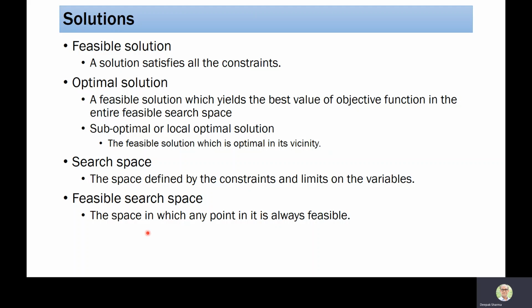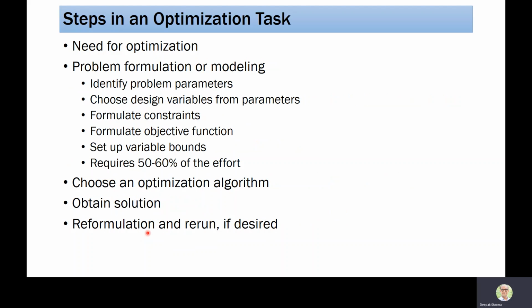Now, getting an optimum solution for a given problem involves different steps. The first step is, what is the need of optimization? If I refer to the problem where we have a wire of length L and we have to make a rectangle having maximum area, that particular problem I can solve.